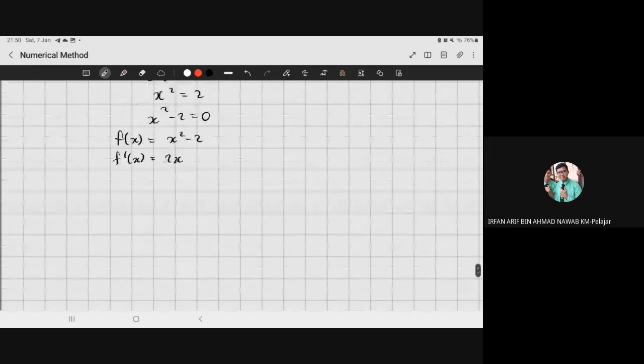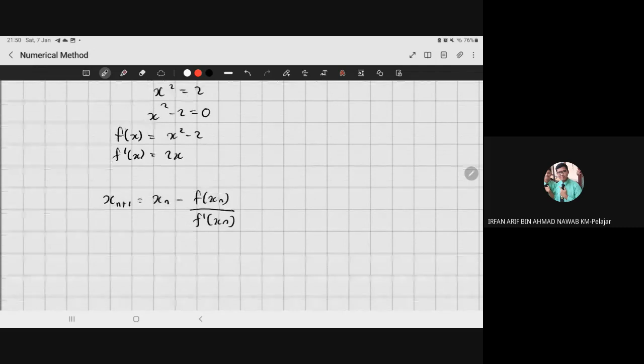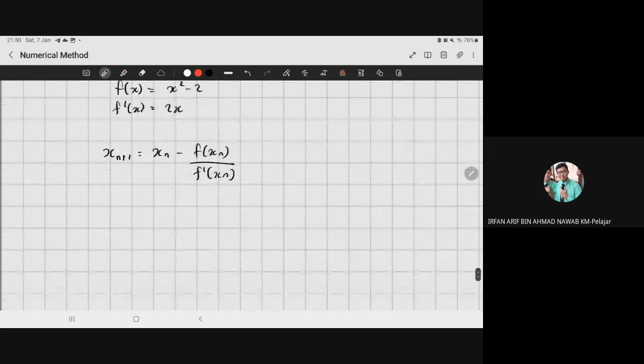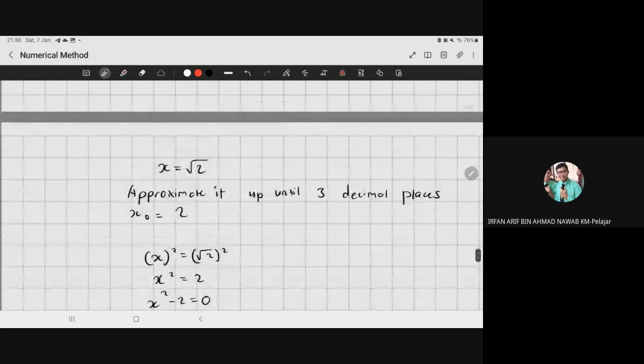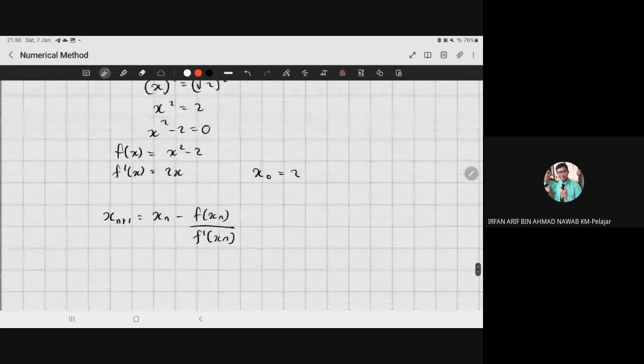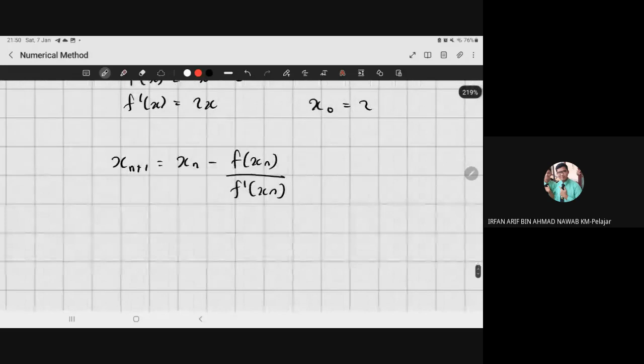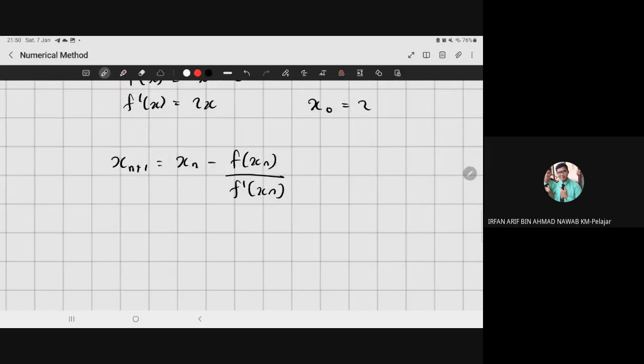Okay, so write down the formula. X sub n plus 1 is equal to x sub n minus f of x sub n divided by the first derivative at x sub n. Okay, so now we have this. Now, as usual, plug in the formulas. X sub 0, our initial value, is 2. So as usual, grab your calculators, write down the equations and start solving.